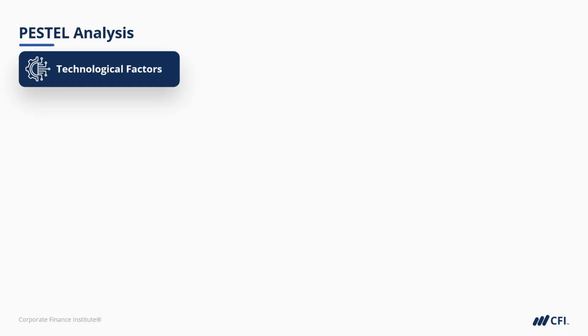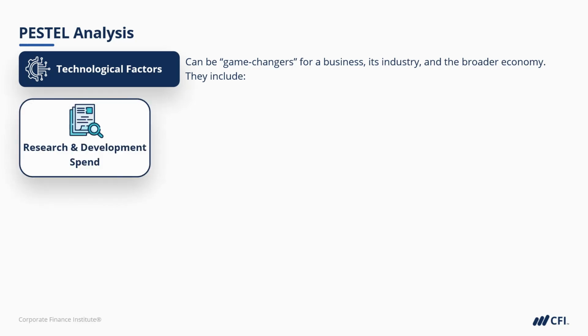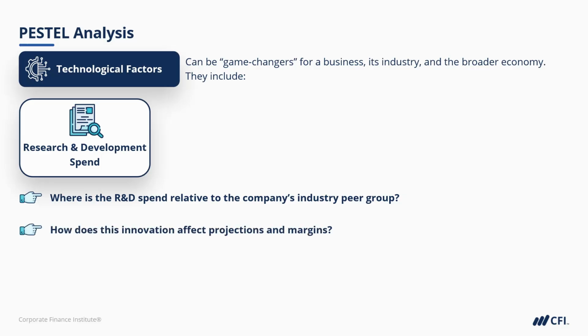Technological considerations can be real game changers for a business, its industry, and for the broader economy. Some components are somewhat obvious and would have been included in more traditional PEST or Pestel analyses, like a firm's R&D spend, for instance. Where is it relative to its industry peer group? How does this innovation affect projections and margins? How intensive is R&D spend by a business's direct competitors?